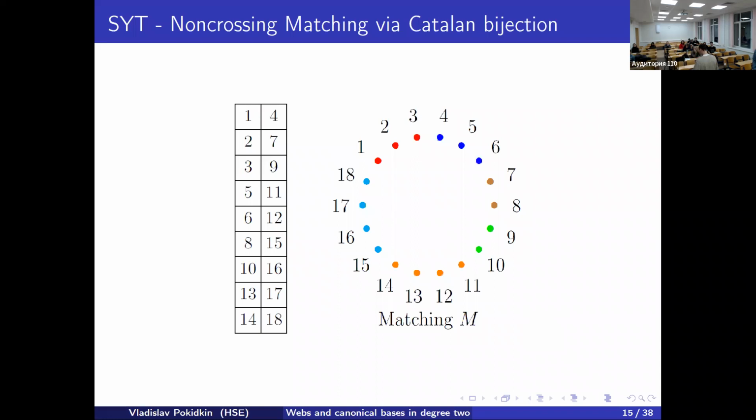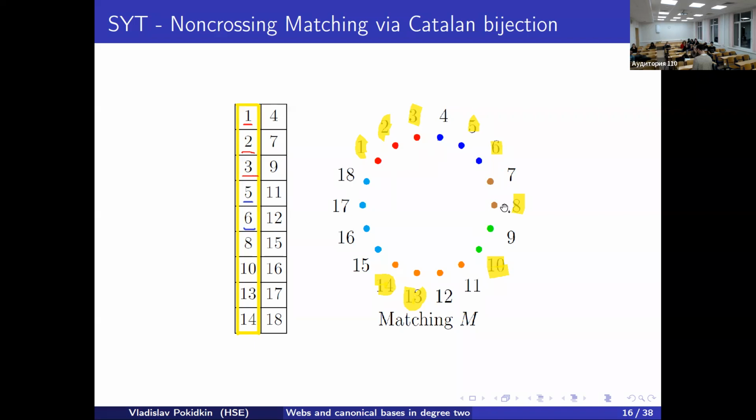We have a standard Young tableau. It means that we fill the entries inside with numbers from 1 to 18. I want to explain the procedure of how to build it. Let's put numbers from 1 to 18. Let's use the names: the numbers from the left column are sources and from the right column are targets. I colored the sources yellow; the targets I didn't color.